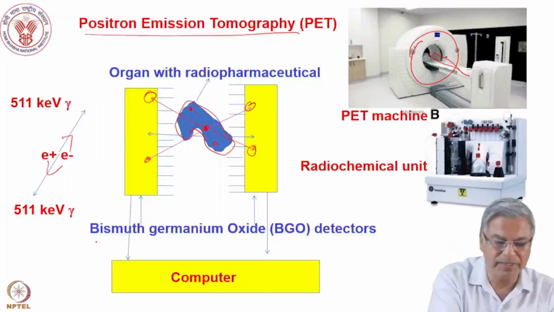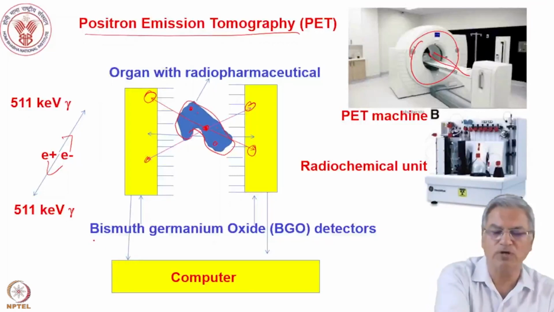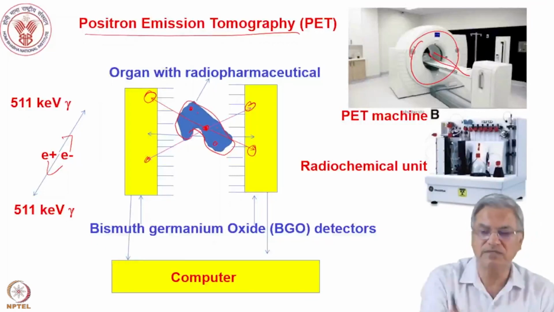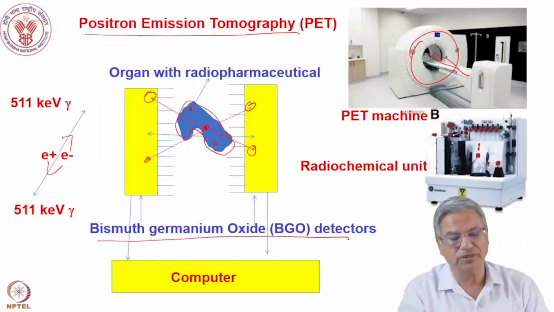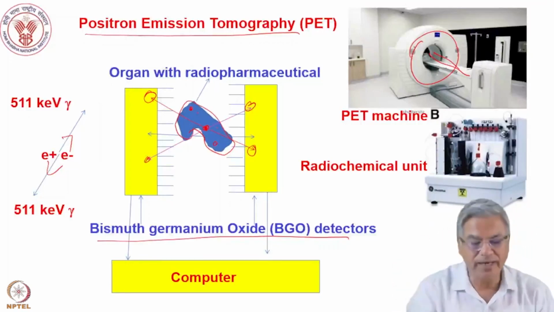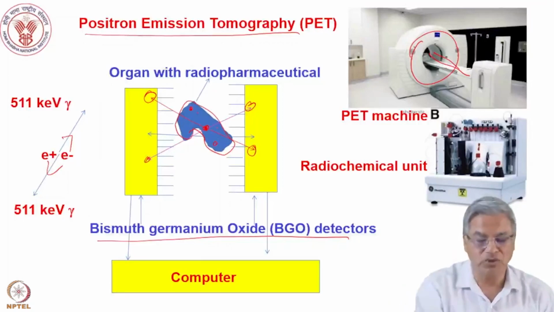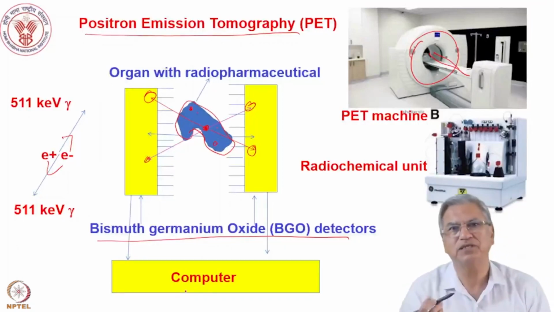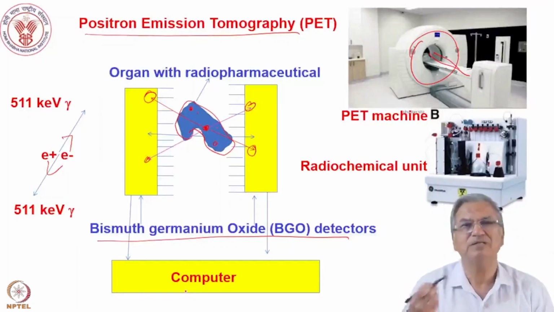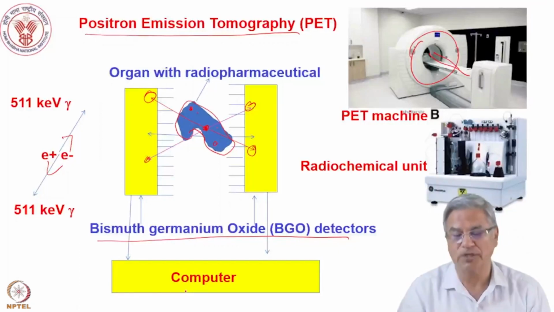So this is the schematic. This is actually an annular one. It's a circle, a cylinder type of thing, and this is the BGO detector, in a circular array. And then this data is fed to the computer to compute and simulate the distribution of activity in the organ.